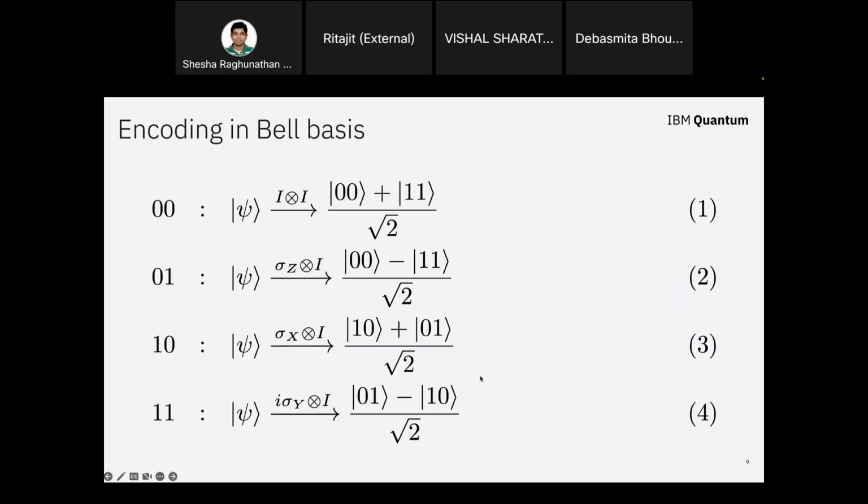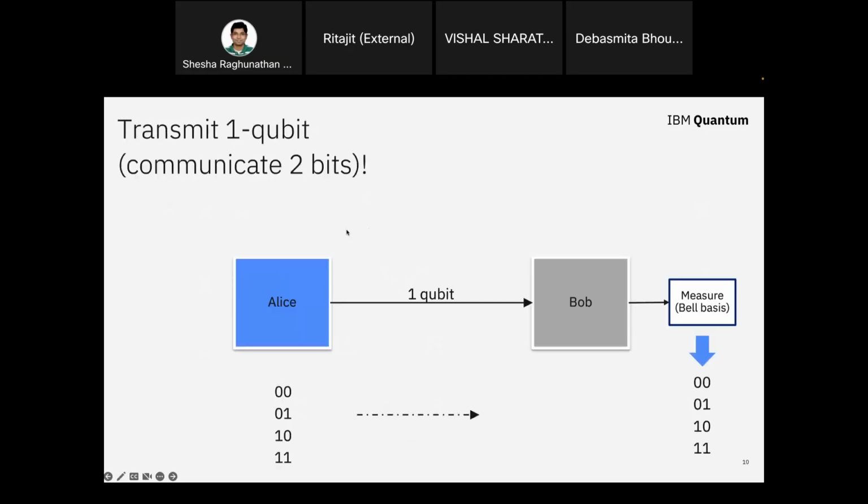So the math of it is actually fairly straightforward. If you apply the simple math, you see that the state gets transformed into these particular states. And since I told you that these are orthonormal, you can actually test it out. If you take the inner product of any two of these, you will see that it is 0, and the inner product of a state with itself gives you 1. So you will see that these are orthonormal, which means that when you measure and get a 1, you know exactly that it was in this particular state. So when Bob measures in this Bell basis, Bob will be able to recover the 2 bits of information.